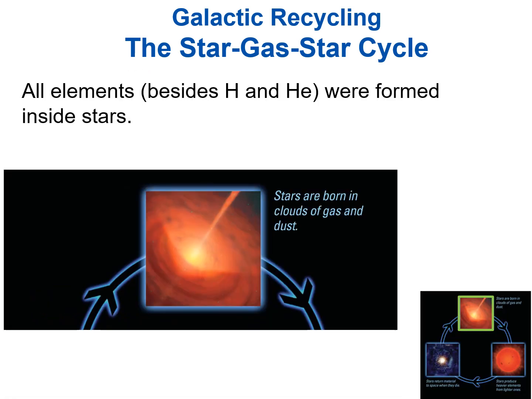And the third part of the cycle is that of those clouds of gas that are put out from stars, new stars can form. So this is what's known as the star-gas-star cycle.